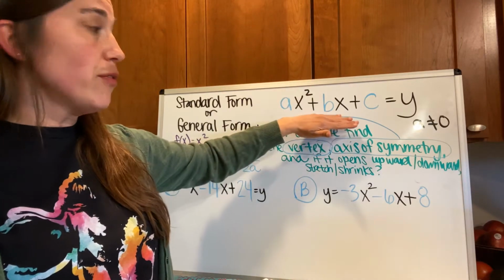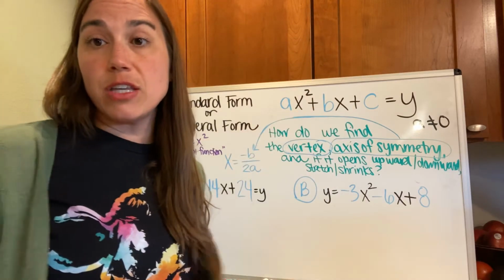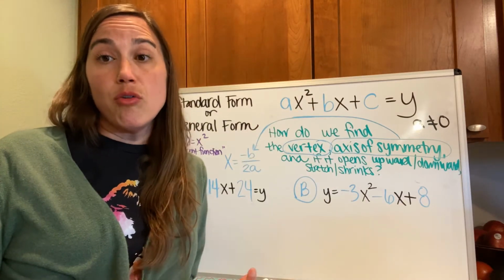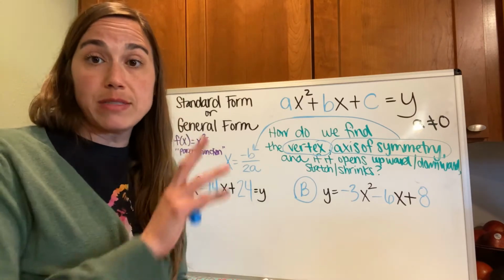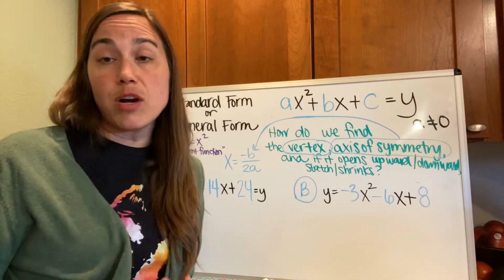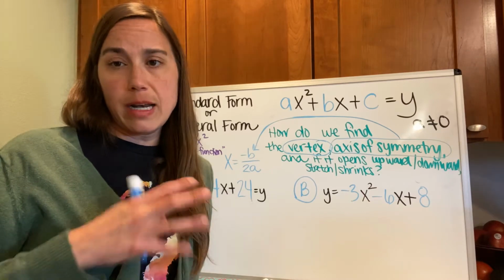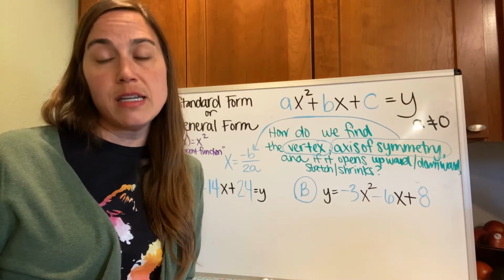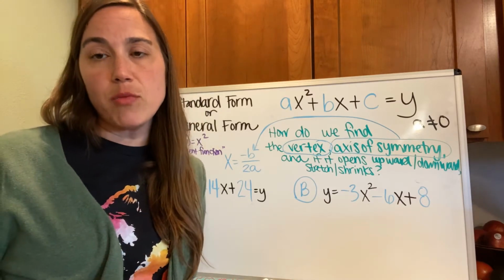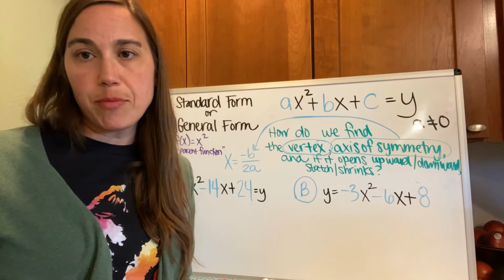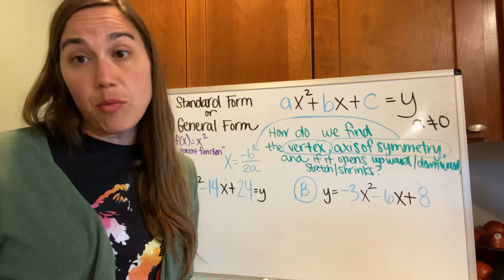These are the types of rules that we started off our quadratic unit on, in partners or individually. You had an opportunity to take a rule that was in standard form or general form, plug it into your graphing calculator, and identify some special characteristics. That's when we started to learn about what a vertex was, what an axis of symmetry was, and whether or not our parabolas would be opening upward, downward, or if they were narrow or wide.